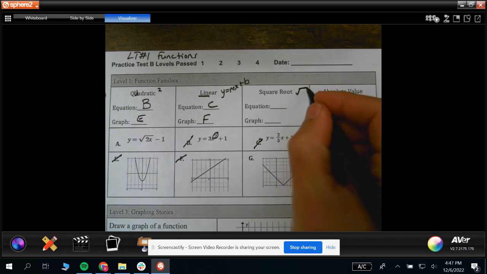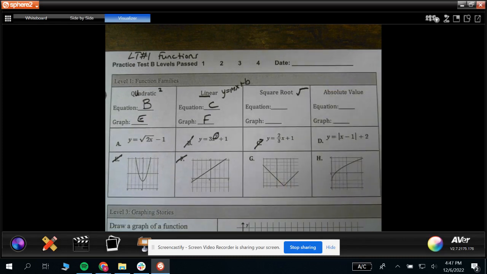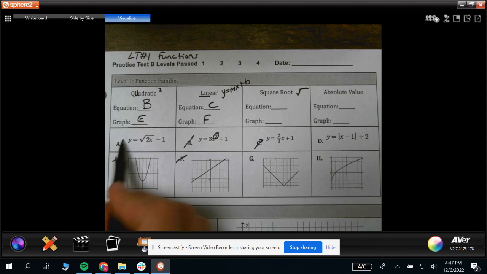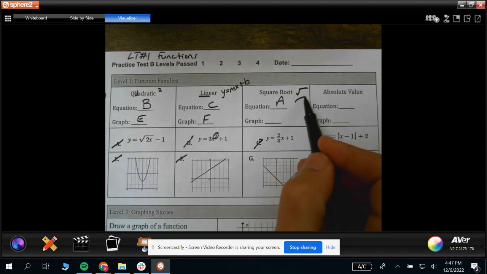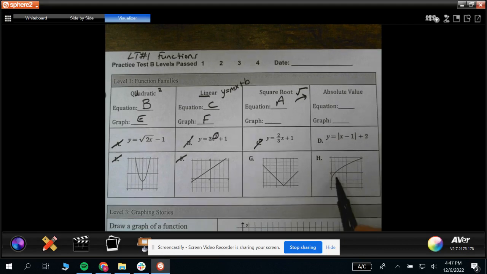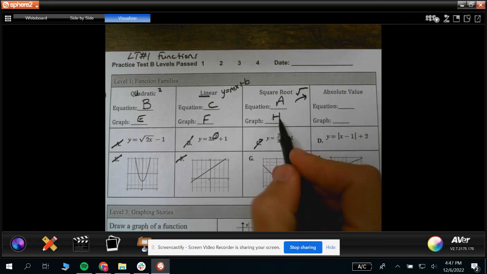Square root, the symbol looks like that. Where do I see one of those? I see it right there with equation A. The graph kind of has a similar look, kind of that sideways arrow look. I see that right there, graph H.